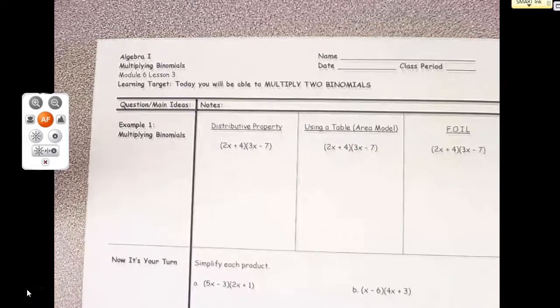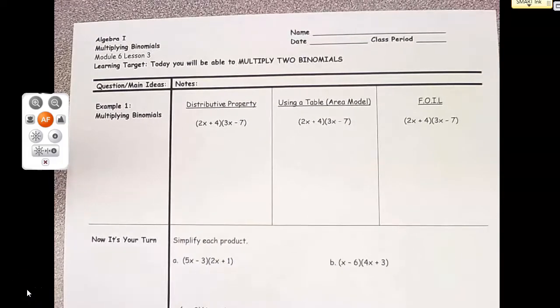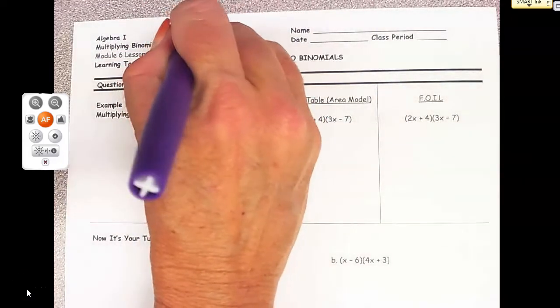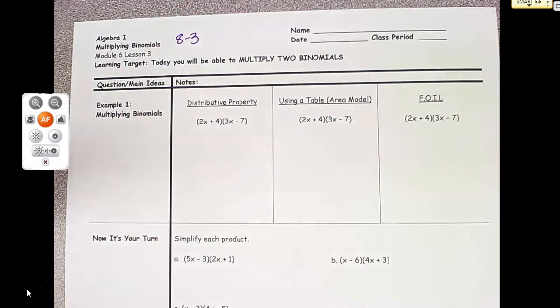Hello students, here we've got Module 6, Lesson 3. You might also have a paper that calls this Section 8.3. In this section we're going to learn how to multiply two binomials. So we're going to show how to multiply two binomials with three different methods.